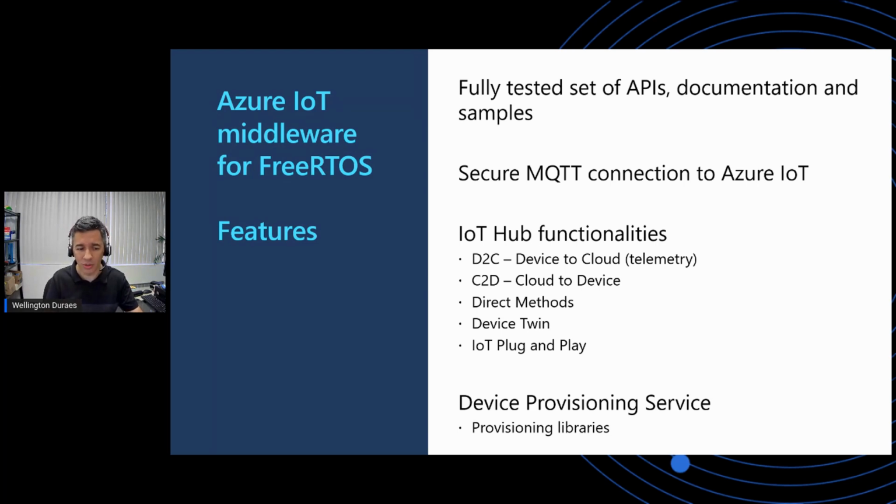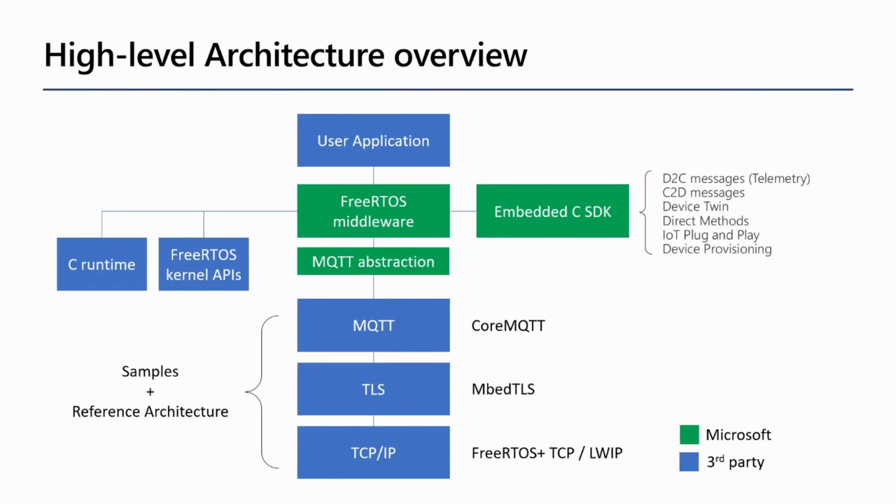Let's take a closer look at what this middleware looks like. As you can see here, at the core of the middleware, we have the embedded C SDK, which is providing access to all of these Azure features. And here we have the FreeRTOS middleware, getting all of these features and providing to the user application a set of APIs that would make all of these activities much simpler.